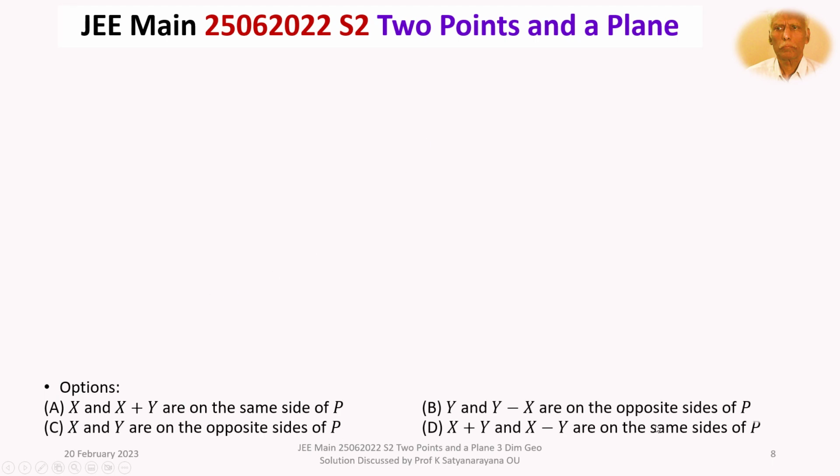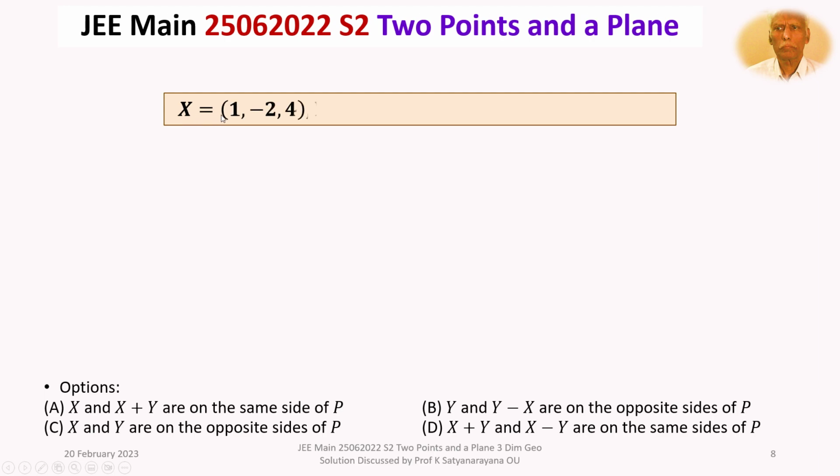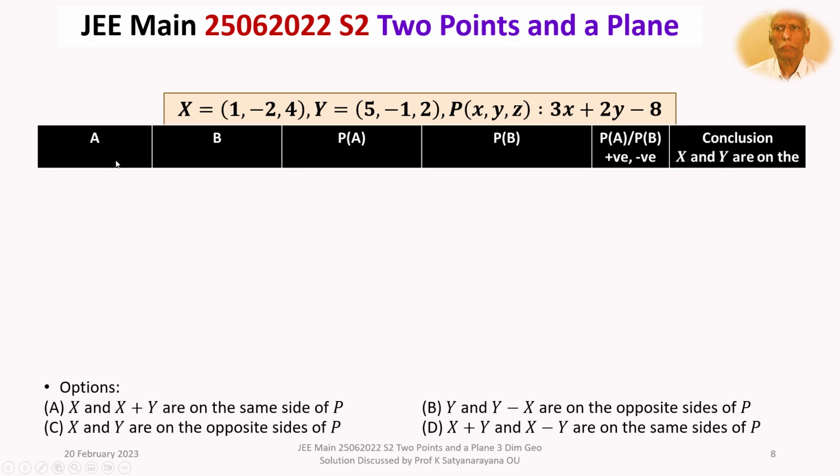Options are here at the bottom. Now, we have x as 1, minus 2, 4, and y as 5, minus 1, 2. P of x, y, z is equal to 0, where P of x, y, z is 3x plus 2y minus 8. To discuss the 4 options, we have provided a table. Here A and B are points. P of A is the value of P evaluated at the coordinates of A, then P of B, and P of A by P of B, to decide whether it is positive or negative. Then we conclude whether the points lie on the same side or on opposite sides of P.